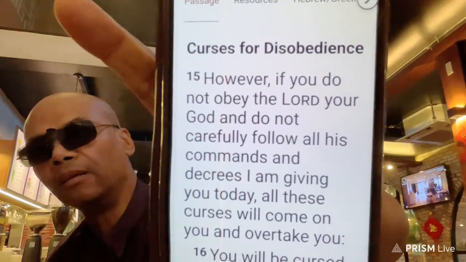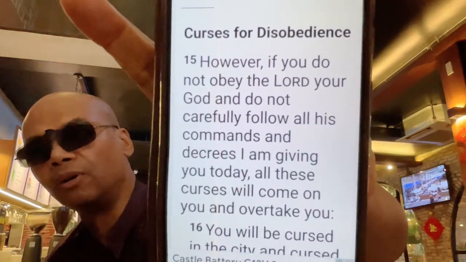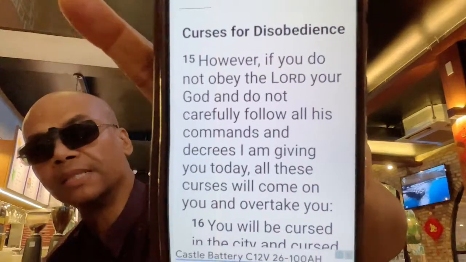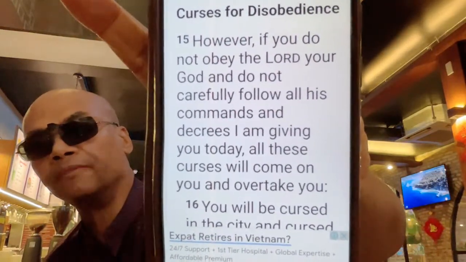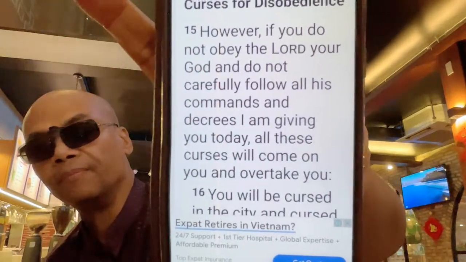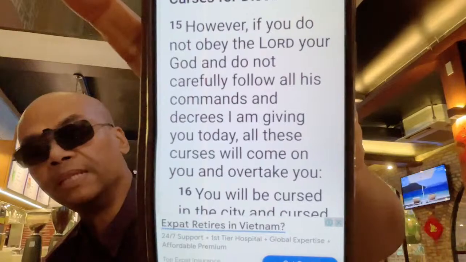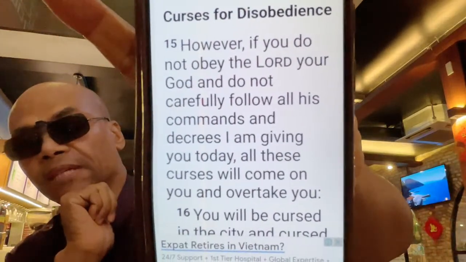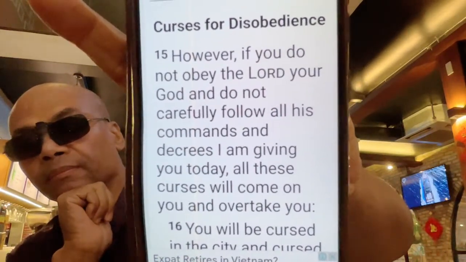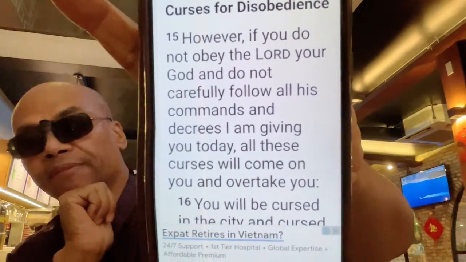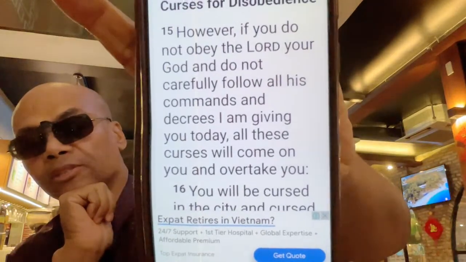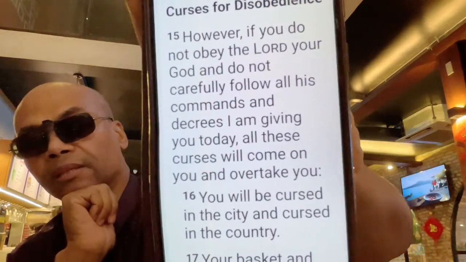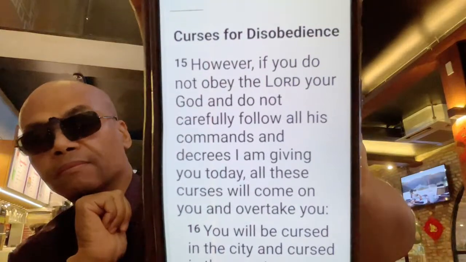However, if you do not obey the Most High your power and do not carefully follow all his commands, it's actually the better translation, follow all of his instructions, okay? Follow all his instructions, follow all of his laws and decrees I am giving you today, not yesterday and not tomorrow. Not what he said to Adam, not commands that he gave to Enoch, not commands that he gave to Abraham, not commands that he gave to anyone other than what? Moses. Today is a timestamp, and not commands that he would give tomorrow or the next week or the next year or over the next 5,000 years.